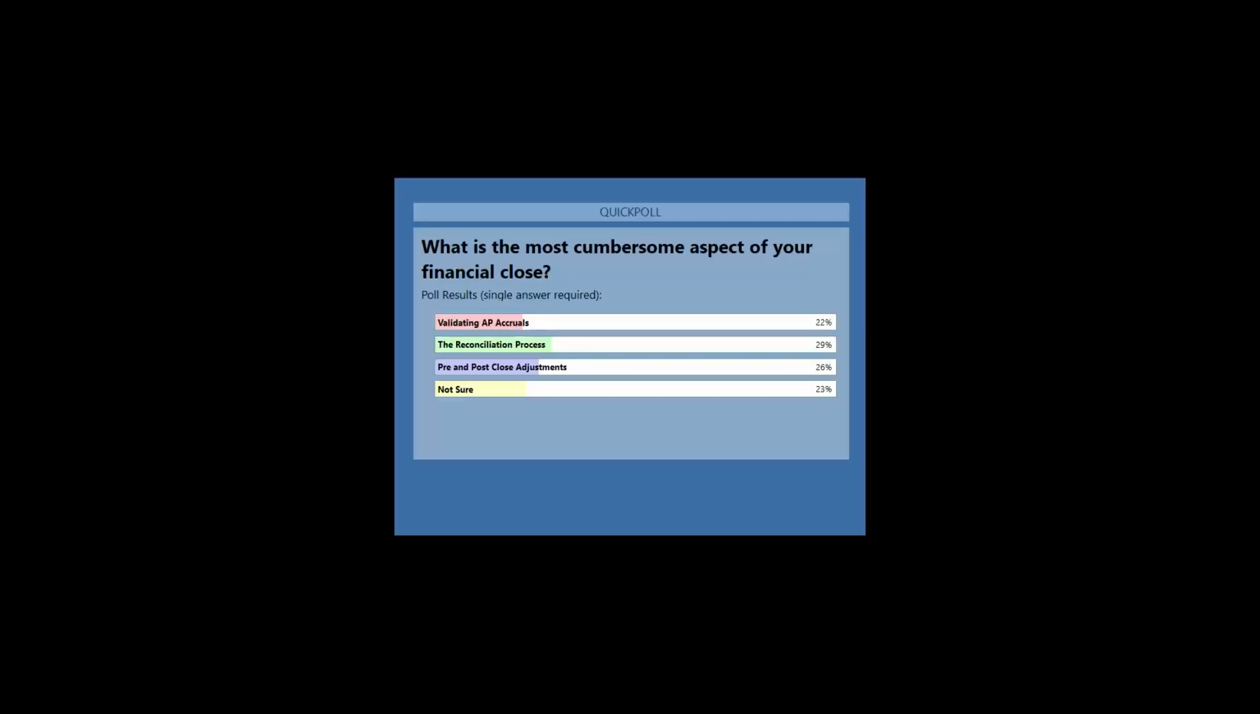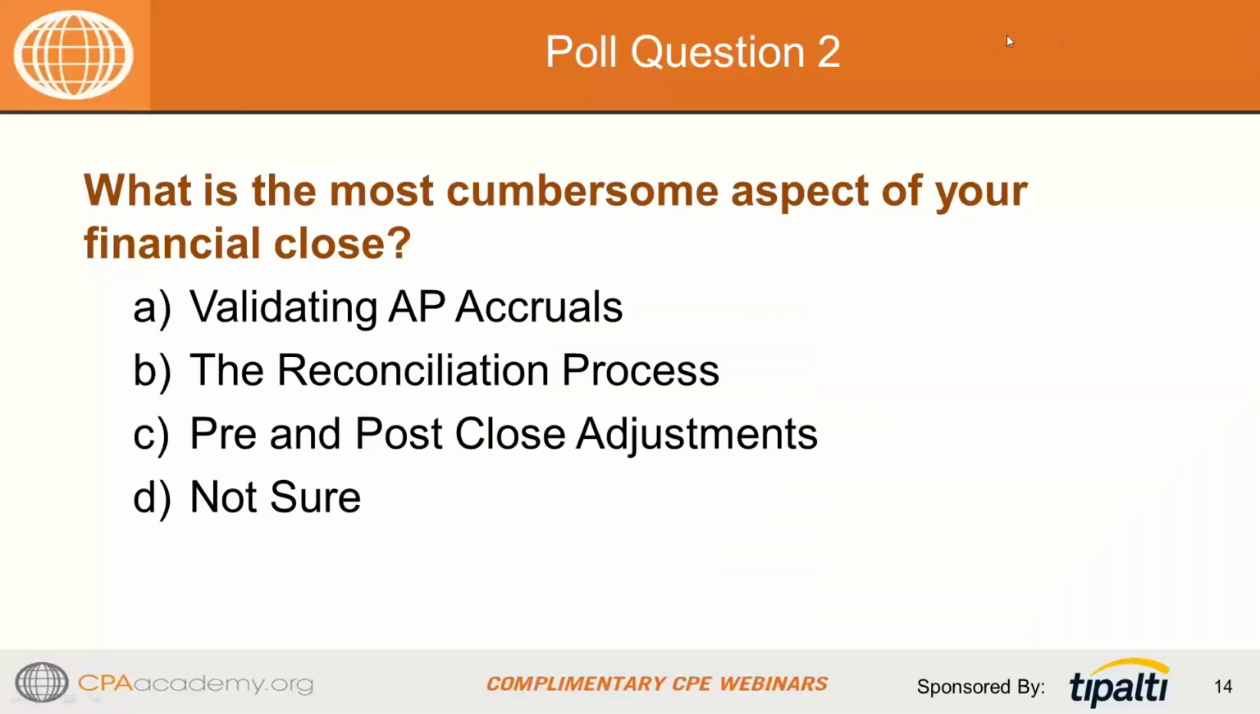Okay, and it looks like the winner is the reconciliation process at 29%, and 26% pre and post close adjustments. 23% aren't sure where their bottlenecks are, and 22% validating AP accruals. So again, thanks for your participation in that polling question, and as mentioned, there'll be 2 more to come throughout the presentation today.